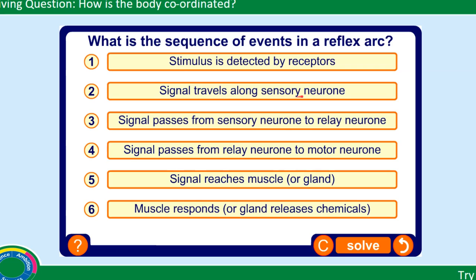Okay. Secondly, a signal is going to travel along the sensory neuron. So in this case, we're referring to the electrical impulses or signal traveling along the sensory neuron. Third, the signal will pass from the sensory neuron to the relay neuron via the synapse. Okay. And number four, the signal is going to pass from the relay neuron to the motor neuron, and the signal is now going to reach a muscle or a gland, and the muscle will respond. Okay, so the muscle is also known as the effector.